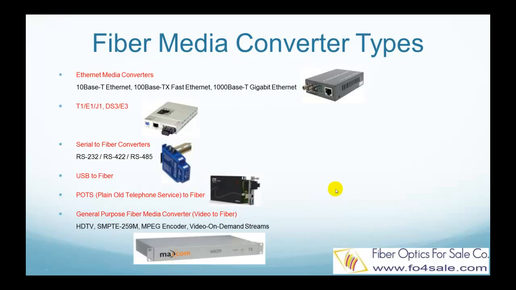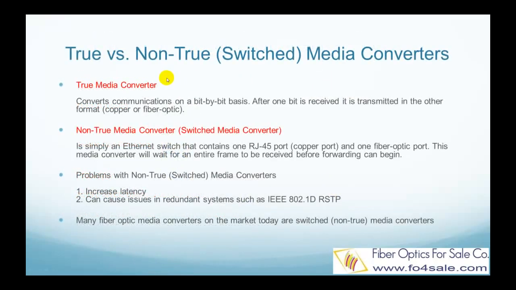In the market, there are two basic types of media converters. A true media converter basically converts communication on a bit-by-bit basis. After one bit is received, it is transmitted in the other format, copper or fiber optic. This is in contrast to a switch, which receives the entire frame of Ethernet before forwarding can begin. A non-true media converter, or switched media converter, is simply an Ethernet switch that contains an RJ45 port and one fiber optic port. This media converter will wait for an entire frame to be received before forwarding can begin.